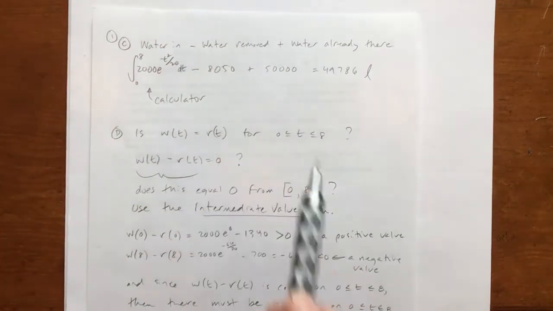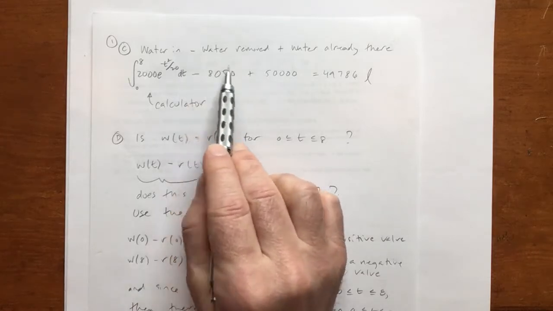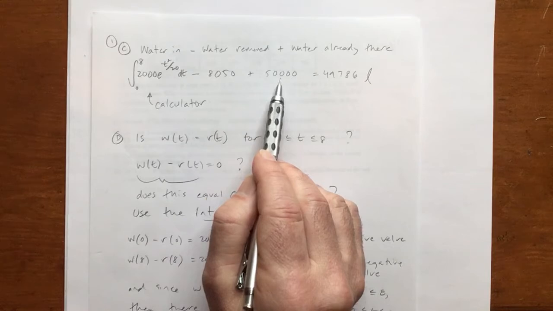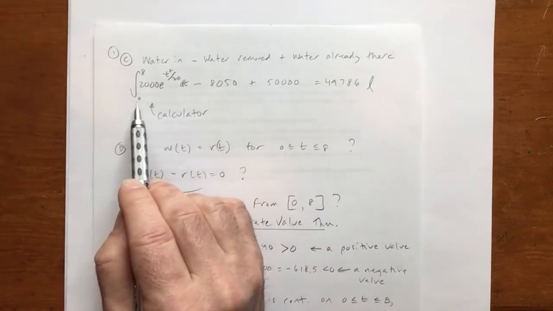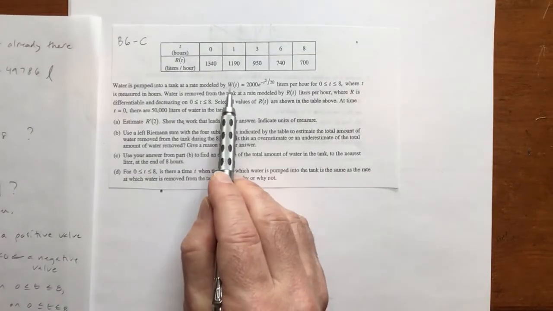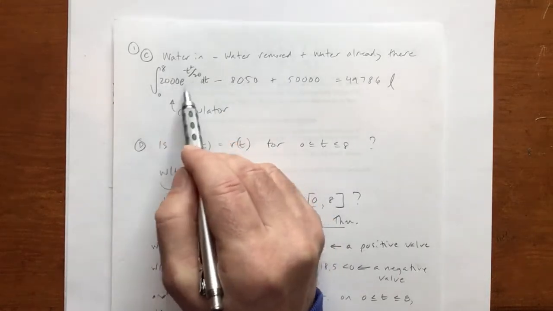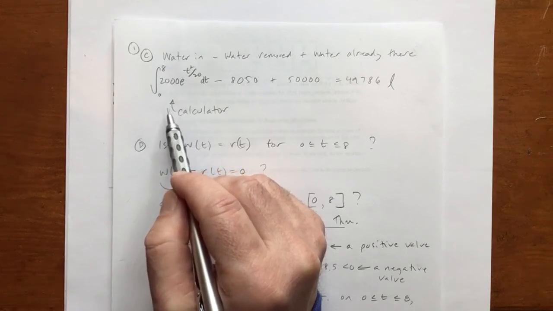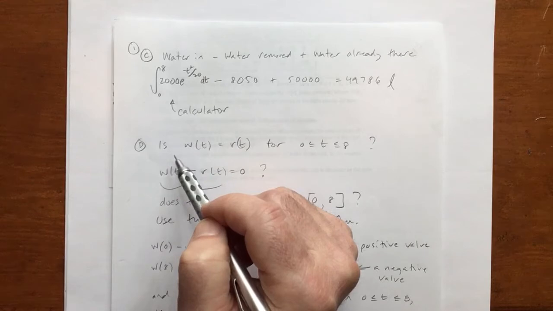Well, remember, this is our answer from part B. So the water removed was that many liters. Here's our water already there. Here we have the area under the other rate curve, the rate curve with the water coming in. And this would be a very difficult, time-consuming integral, and they don't want you to do that. So this is where you have to remember that you have a calculator.